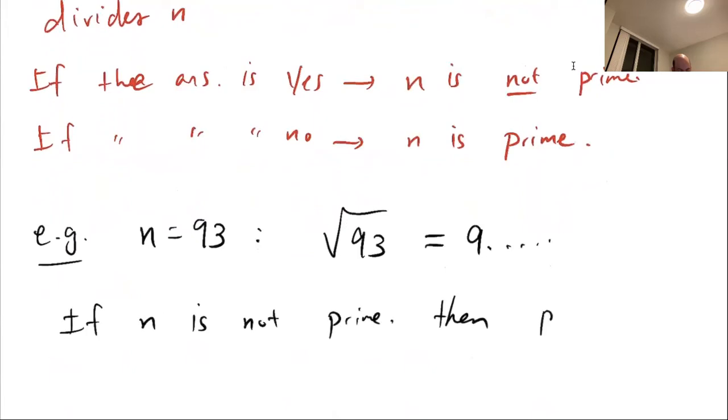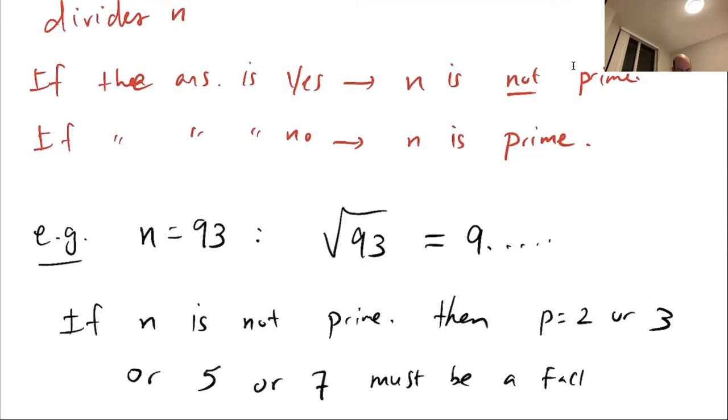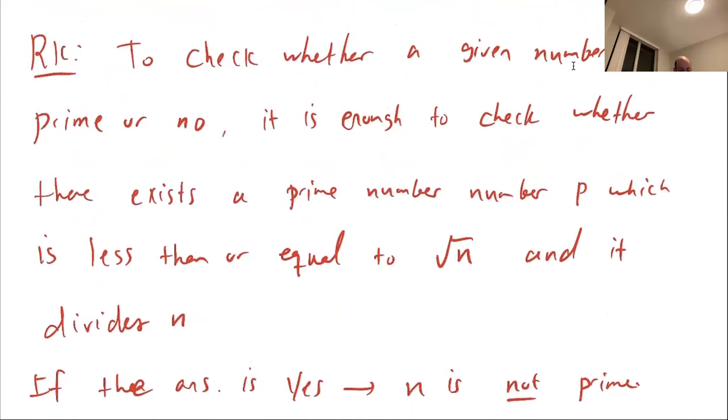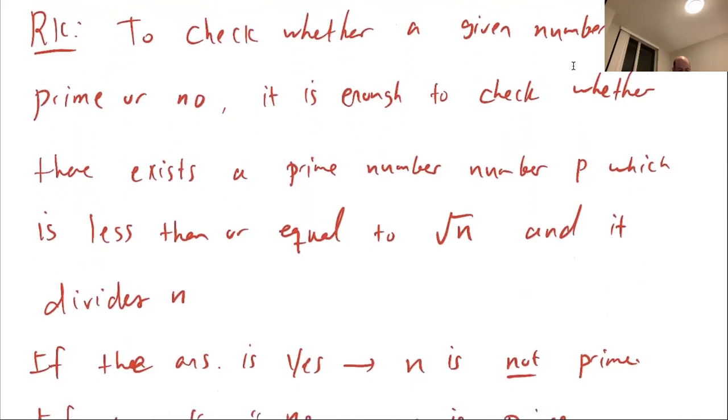So if n is not prime, then p equals 2 or 3 or 5 or 7 must be a factor for n. See, this is what the remark says. Check whether there is a prime number p which is less than or equal to root n and it divides n. If the answer is yes, n is not prime. If the answer is no, n is prime.